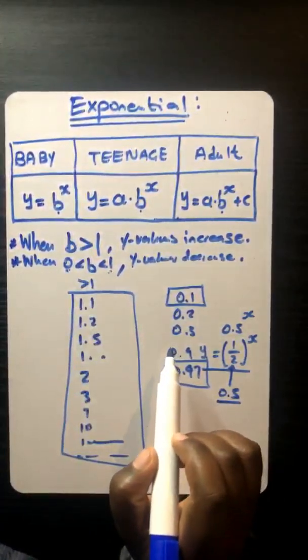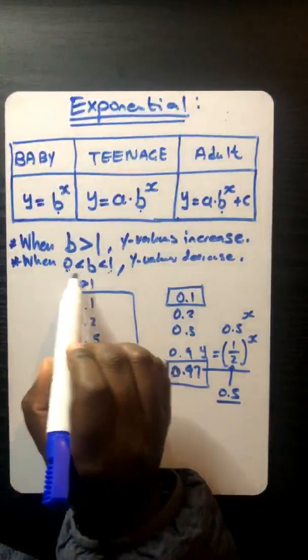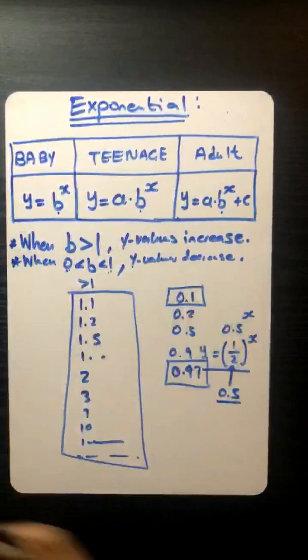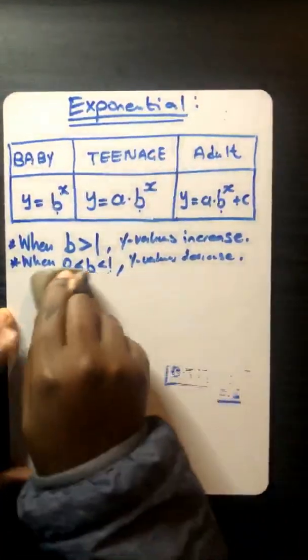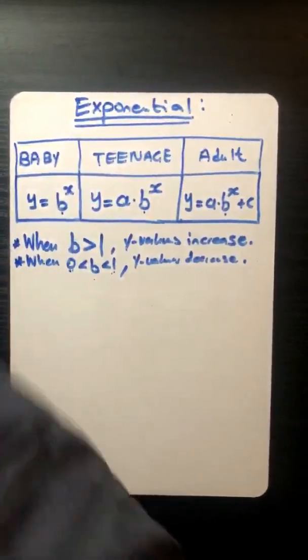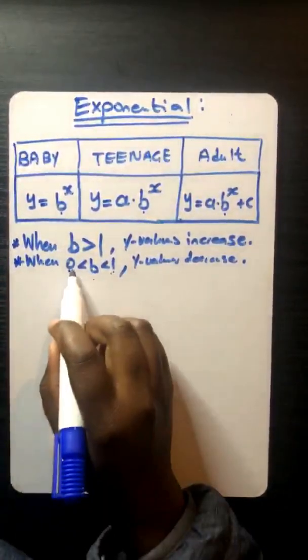What do we have when the b value is between that and that? The y values decrease. So what I've explained just now, Lerato, is what is meant by values greater than 1 and values between 0 and 1.